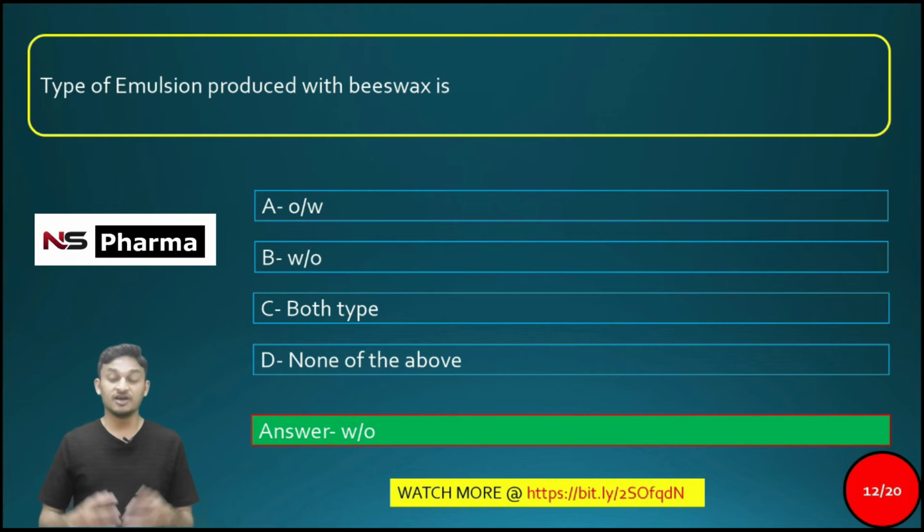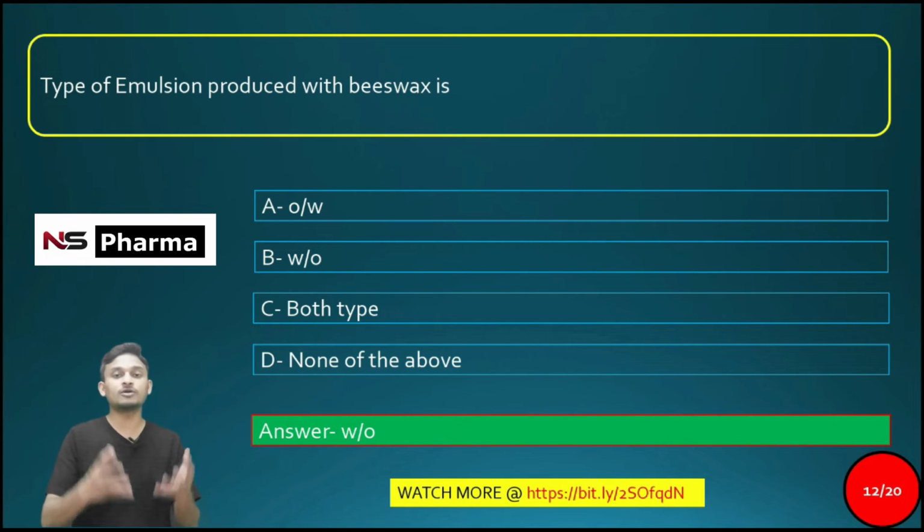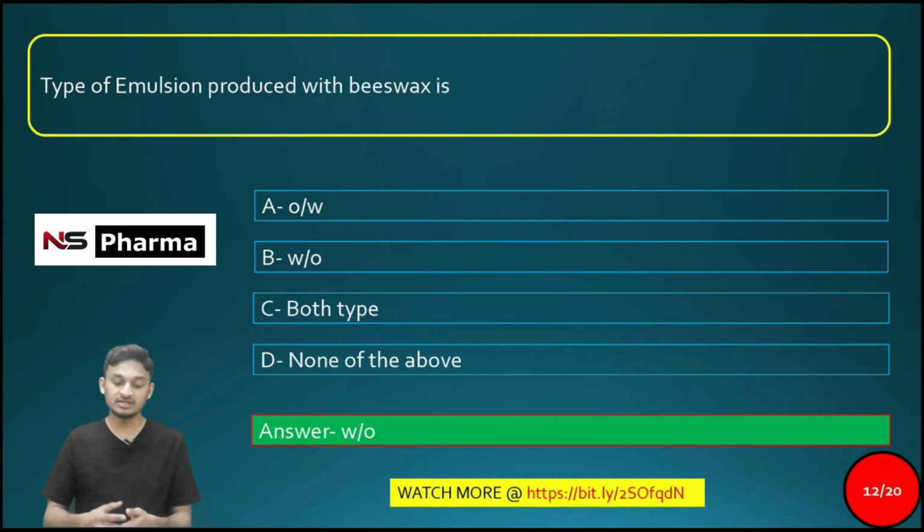Other emulsifying agents which also promote water in oil emulsion formation are lanolin and wool fat. Lanolin and wool fat also promote water in oil emulsion formation like beeswax. The other one is oil in water emulsion. For the formation of oil in water emulsion, the emulsifying agent is lecithin.